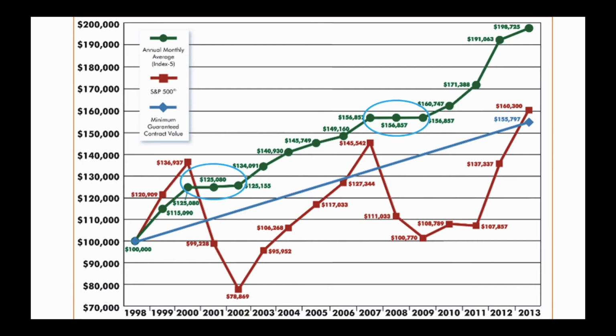Take a look at this chart, which shows you the difference in the market strategy versus the indexing model. The red line is the S&P 500, and you can see how volatile it was between 1998 and 2013. The blue line is the floor or the guaranteed return of the index product, and the green line is the indexing strategy. So you can see where I circled in blue on the green line that when the market goes down, you get 0 growth because of the floor. We like to say 0 is your hero.